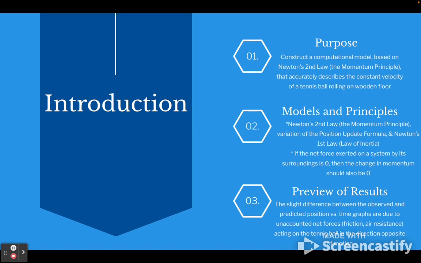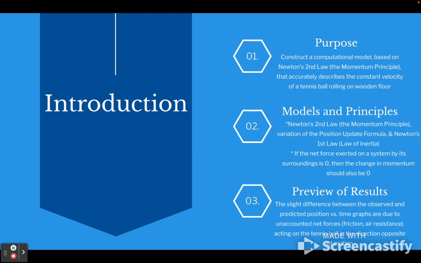Some models and principles that we'll touch on include Newton's second law, which states that if the net force exerted on a system by its surroundings is zero, then the change in momentum should also be zero. We'll also touch on a variation of the position update formula, and everything will connect back to Newton's first law of inertia.